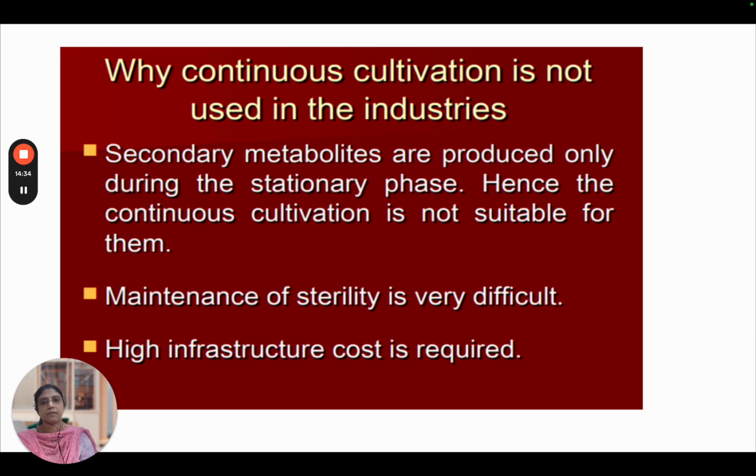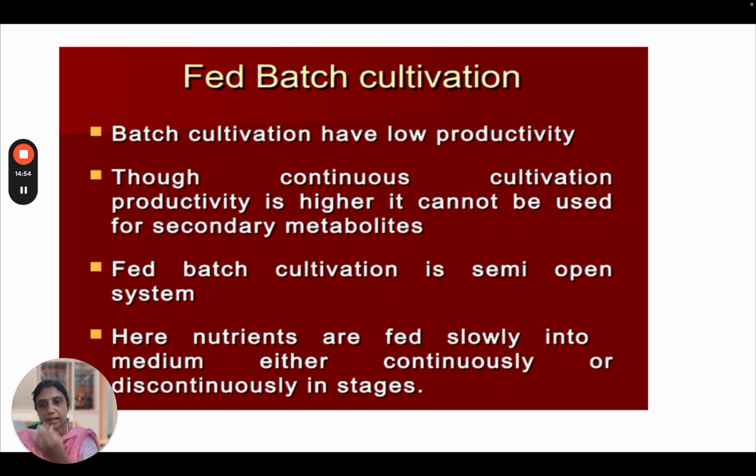Why is continuous cultivation not used in industries? Secondary metabolites are produced only during the stationary phase, and most industrially important products are secondary metabolites. So continuous cultivation is not suitable for industries which need secondary metabolites. Also, maintenance of sterility is very difficult, and high infrastructure cost is required.